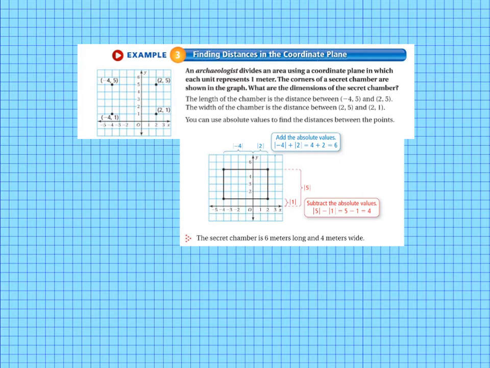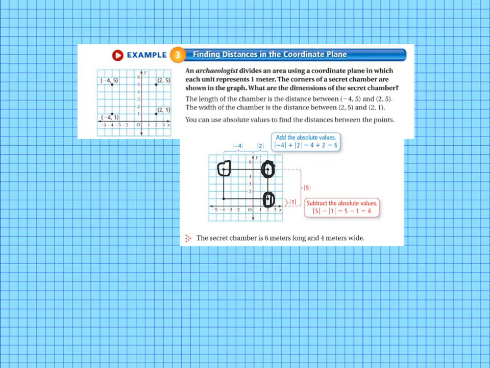So it says the length of the chamber is the distance between (-4, 5) and (2, 5). So that's these 2 points right there. And the width of the chamber is the distance between (2, 5) and (2, 1). So that's this point again, and this point.